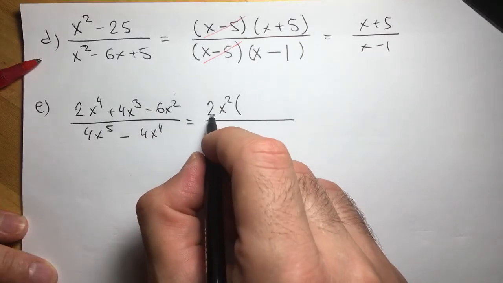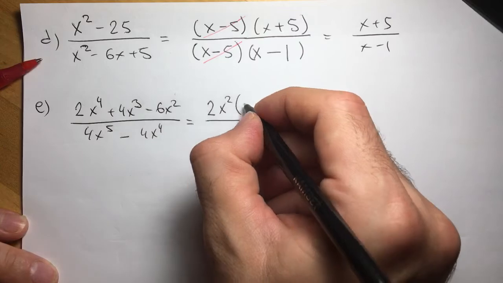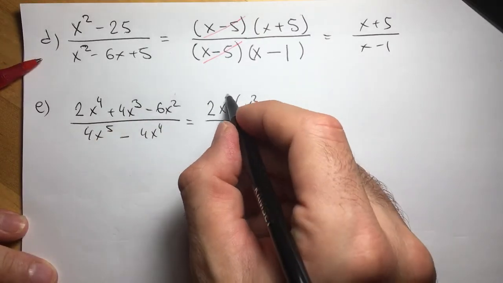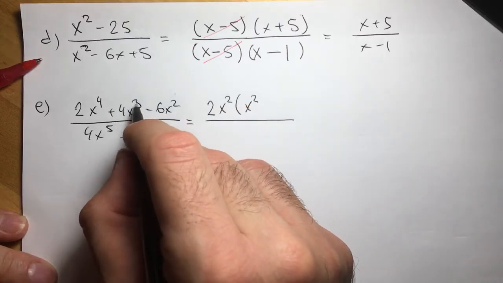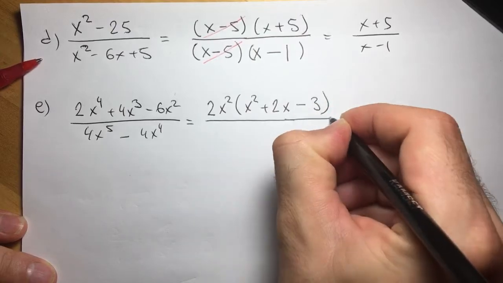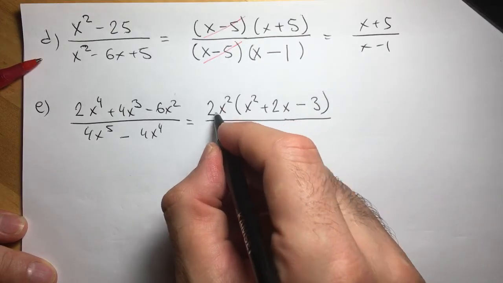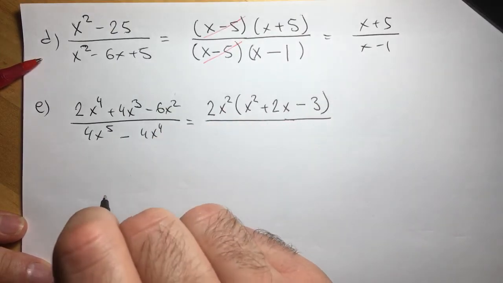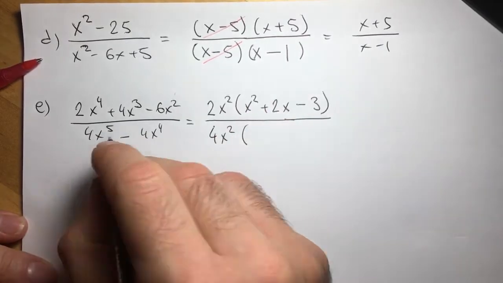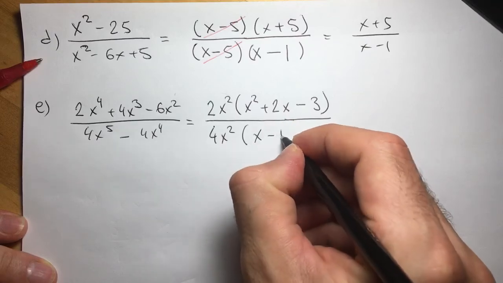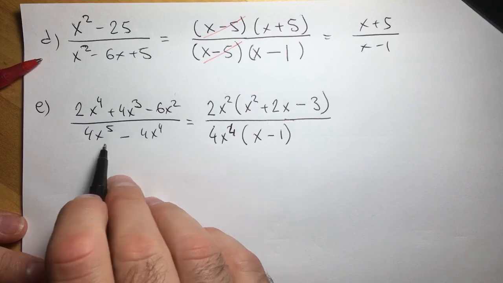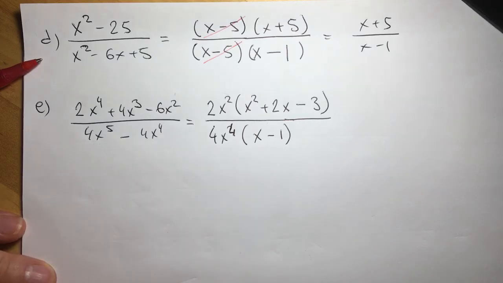With what do I need to multiply 2x squared to get 2x to the power of 4? Just x squared. With what do I need to multiply 2x squared to get 4x cubed? That's just 2x minus 3, because negative 3 times 2x squared is negative 6x squared. Now the common factor in the denominator is 4x squared, and we're left with x minus 1. I'm sorry, 4x to the power 4. I factor 4x to the power 4, and I'm left with x minus 1.